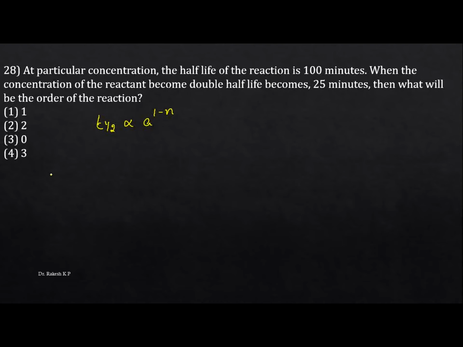Now I can take A2 equal to 2 into A1. Let me put the values in these equations here. We are going to have T half for the first one divided by T half for the second one, which is equal to A1 divided by A2, the whole power 1 minus n.